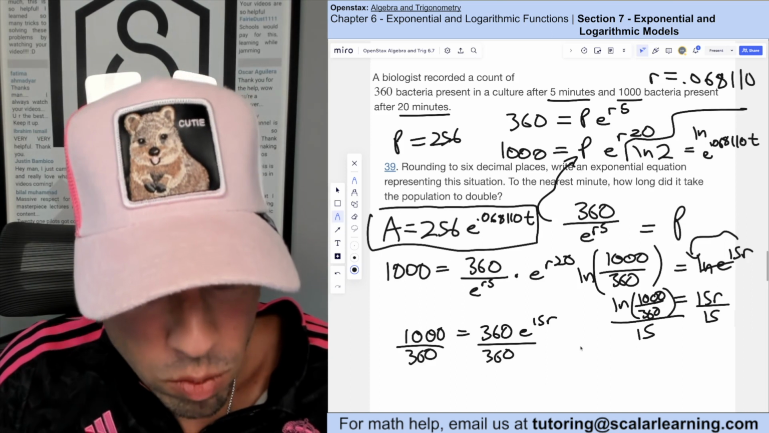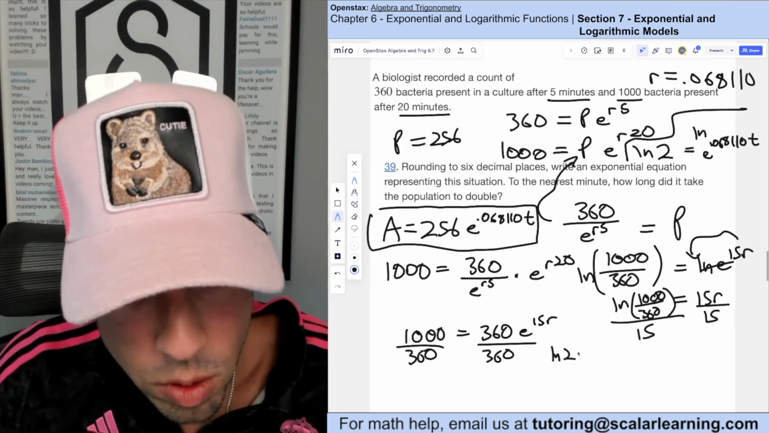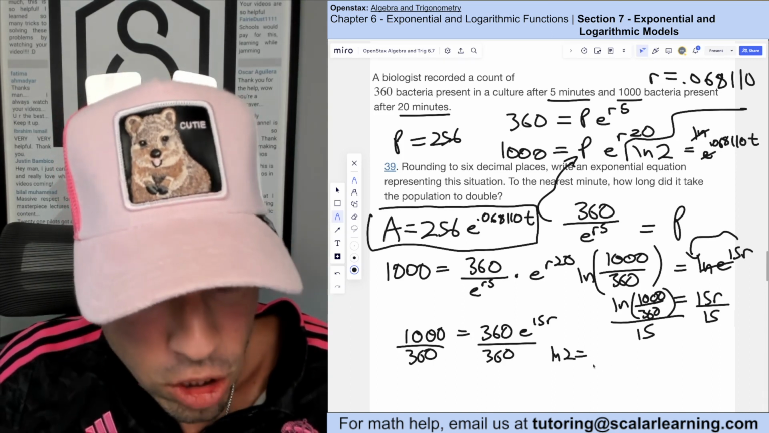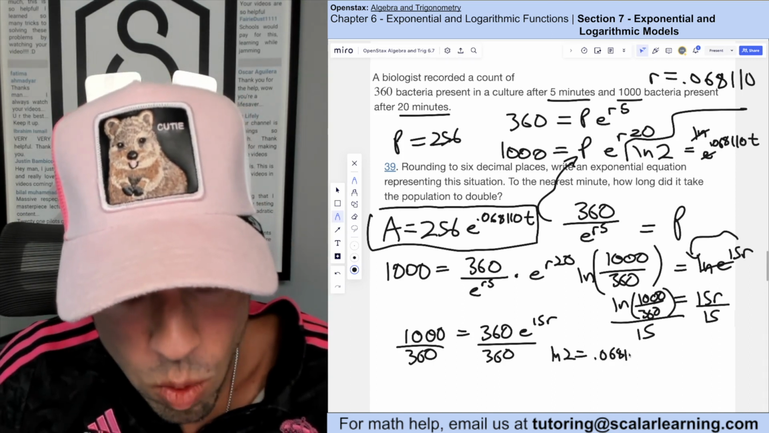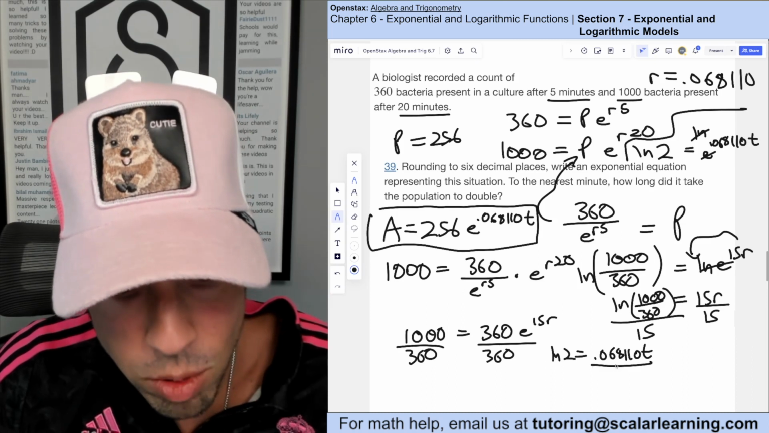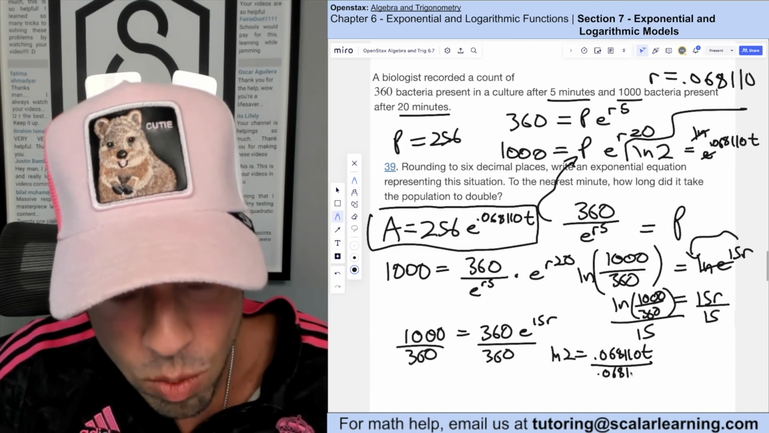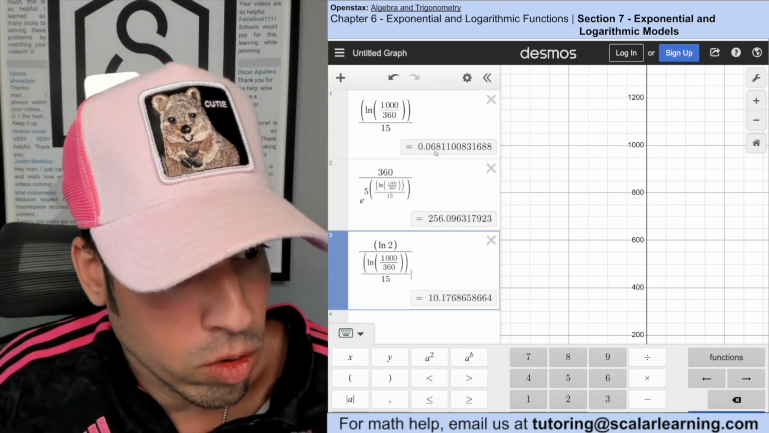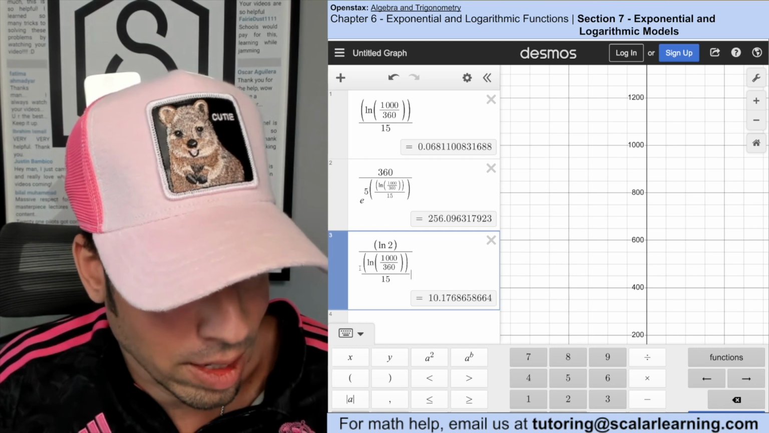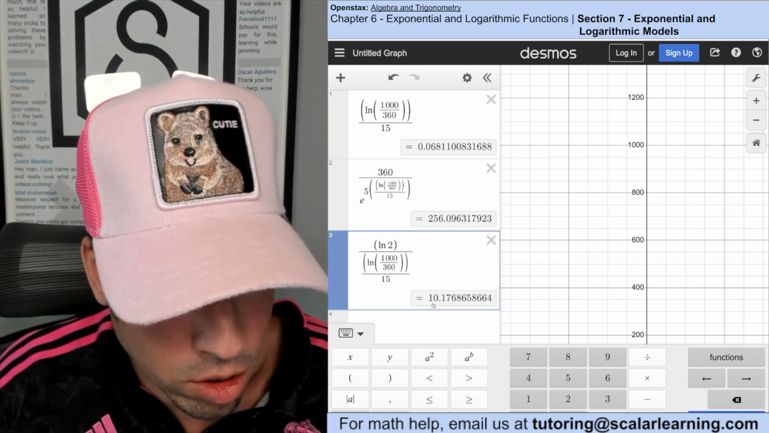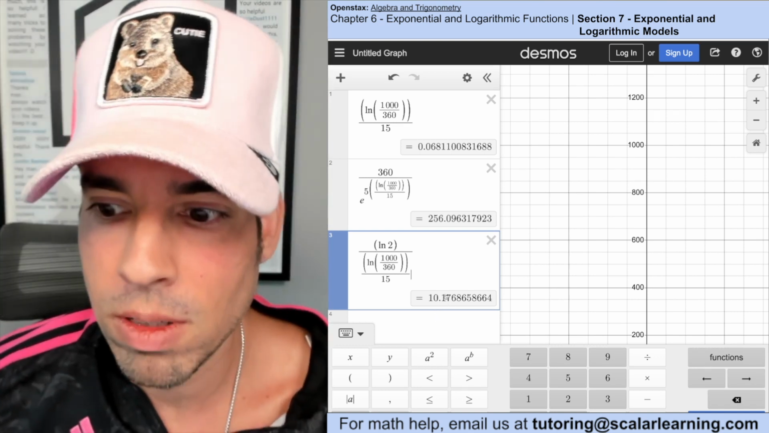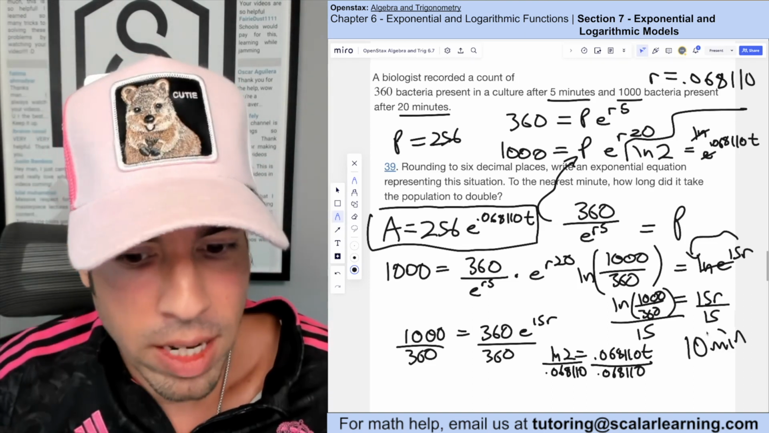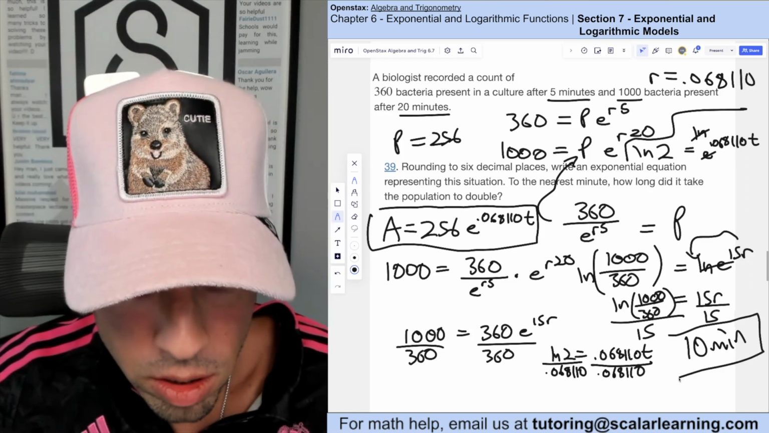I know we're running short on room, so we have ln of 2 equals, and ln of e just turns into 1, which brings it down as a coefficient. So now we have 0.06811t. Last step, we divide both sides by 0.06811, and we're going to do this in Desmos. So it's ln of 2 divided by 0.06811, which I plugged in exactly, and we get 10.17, which we can approximate to the nearest unit as roughly 10 minutes. So 10 minutes is how long it takes to double.